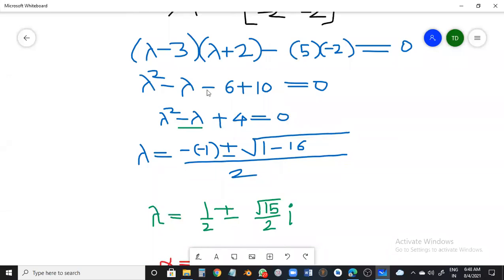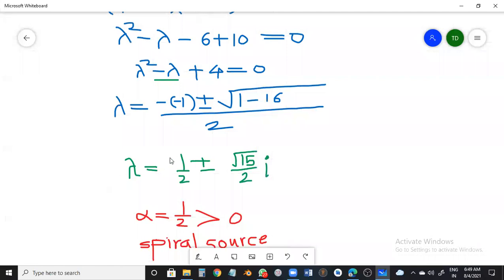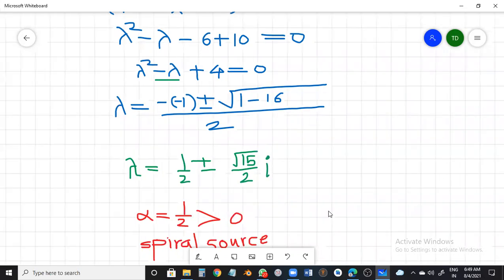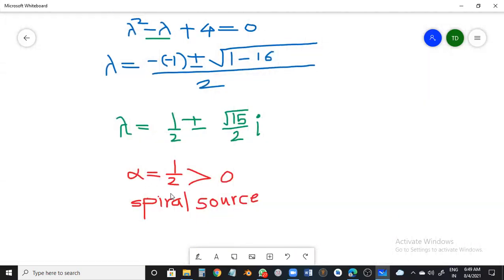You find out the roots using the formula. So it becomes lambda is equal to minus of minus 1 plus minus under root b square minus 4ac. So that gives you 1 minus 16 upon 2. So ultimately the answer is lambda is equal to 1 by 2 plus minus root 15 by 2 i. So the roots are complex with real part alpha equal to half, which is positive. So you said it was spiral source.